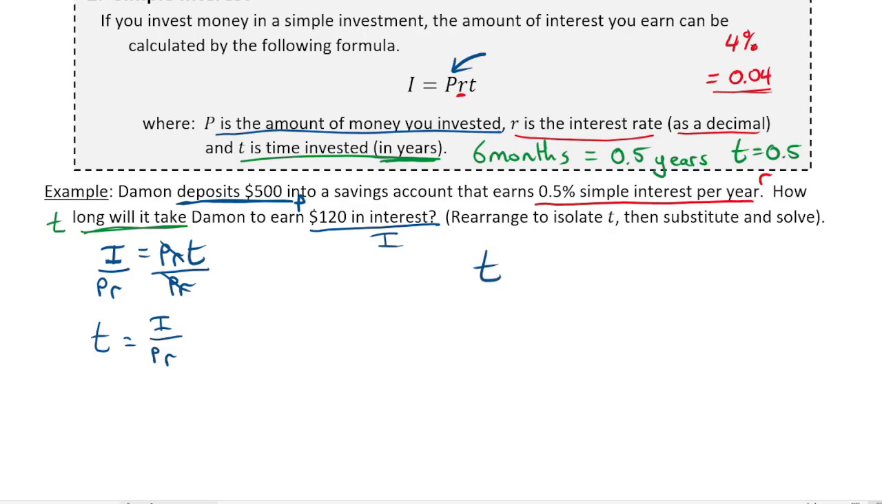So therefore, let's move over here to do my substitution. T is equal to I, which I was 120, divided by P, which is $500, times R, which is 0.5%. Percent means divide by 100, so that's 0.005 as a decimal, 0.005. So pause here, calculate the value, and we'll make sure you got it right.